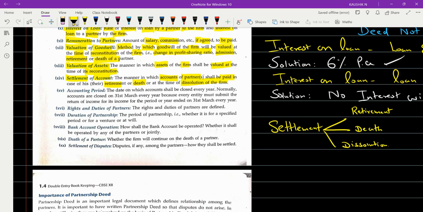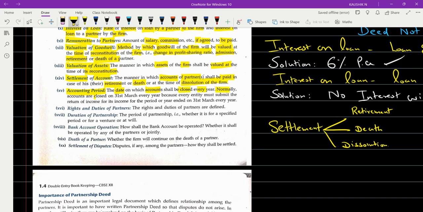Is there any doubt up to the settlement of accounts? Right. The next one is accounting period. This also you know very well. We learned in our grade 11. What accounting period are we going to follow? Whether January to December or April to March. Okay, so the date on which the accounts shall be closed every year.